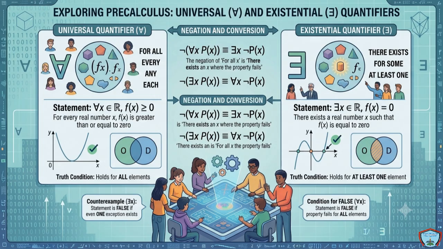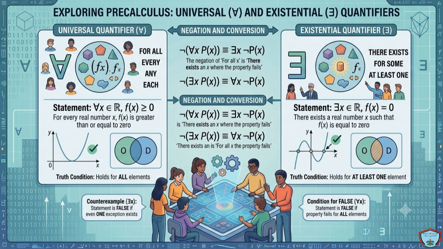Finally, we will consider combinations of quantifiers. In many mathematical statements, universal and existential quantifiers appear together. The order in which these quantifiers occur is extremely important because changing their order can completely alter the meaning and the truth of the statement. Understanding these combinations is a key step toward mastering formal logical reasoning.